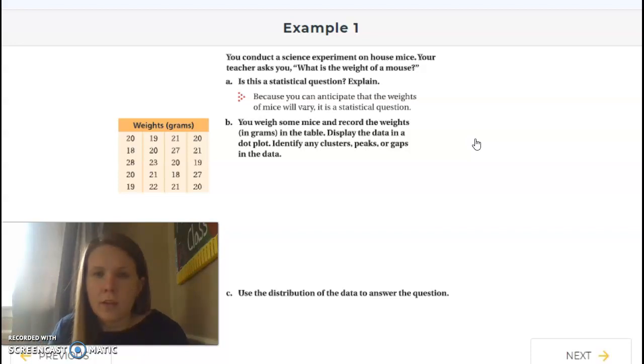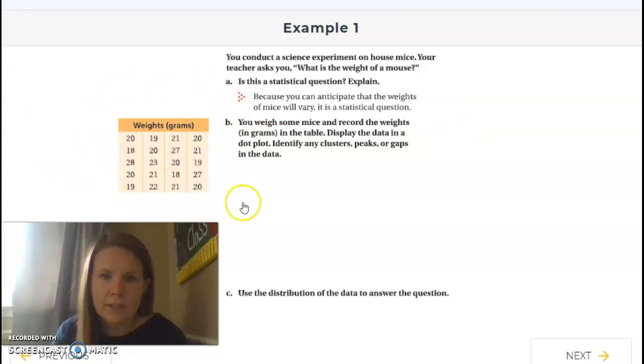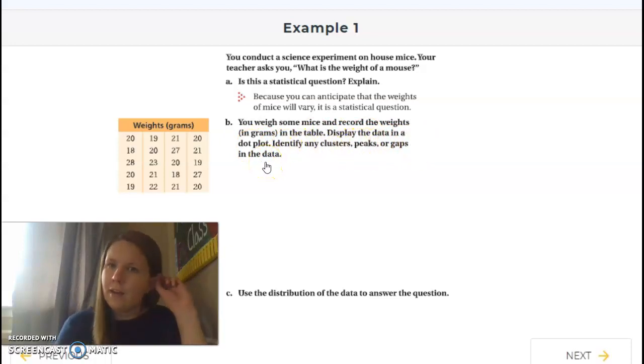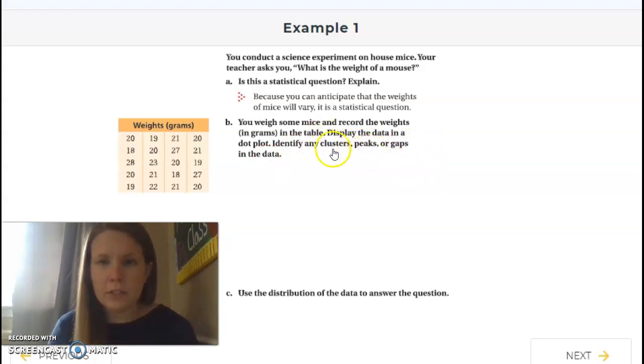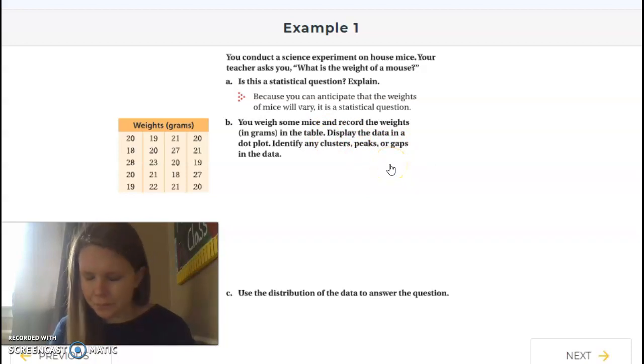So then B, you weigh some mice and record the weights in grams in the table. So this is your graph of the weights of the mice. Maybe you went to a lab and you collected all this data, you measured all the mice, okay? What they want you to do is display the data in a dot plot. Identify any clusters, peaks, or gaps in your data. Now, in 8th grade we are also going to talk about these clusters and gaps, not necessarily peaks, okay? But we do talk about clusters and gaps, so it's going to be important that you understand what those mean.